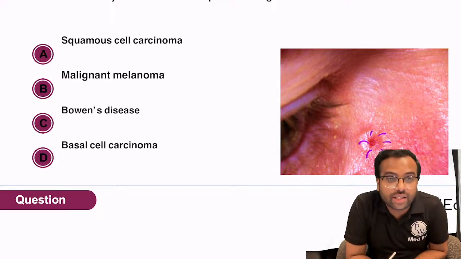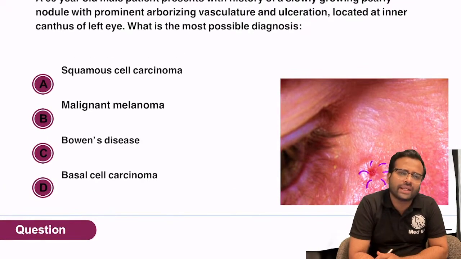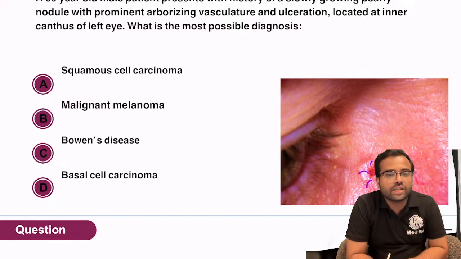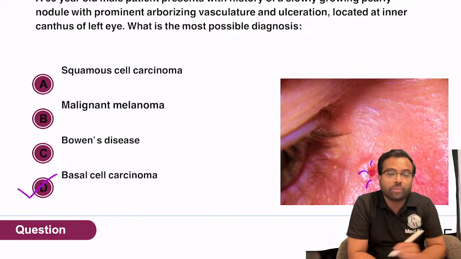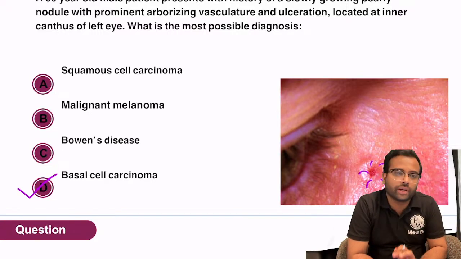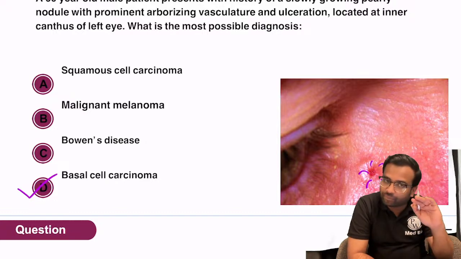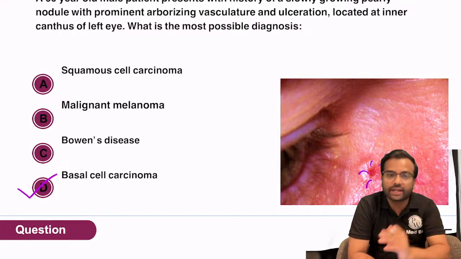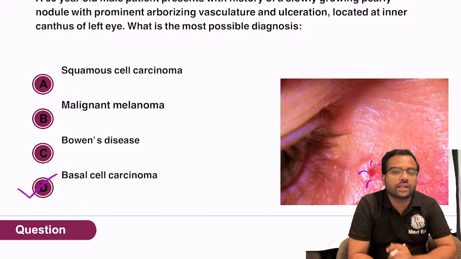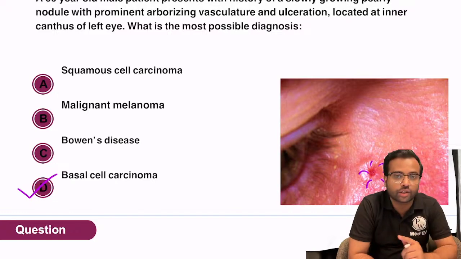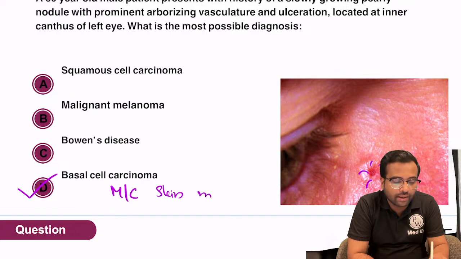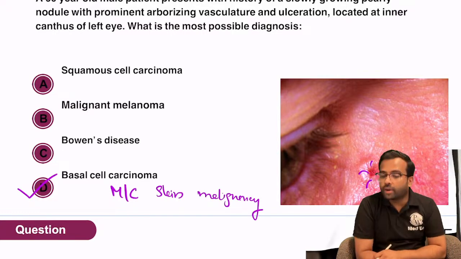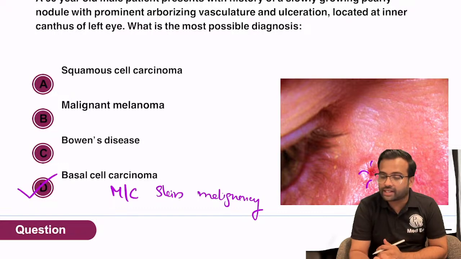So in which disease is this seen? Is it squamous cell, malignant melanoma, Bowen's disease, or basal cell carcinoma? Yes. So this is seen in basal cell carcinoma. Very, very typical image. You can see a rolled up border with a central telangiectasia. Always think about basal cell carcinoma, which is the most common type of skin malignancy.